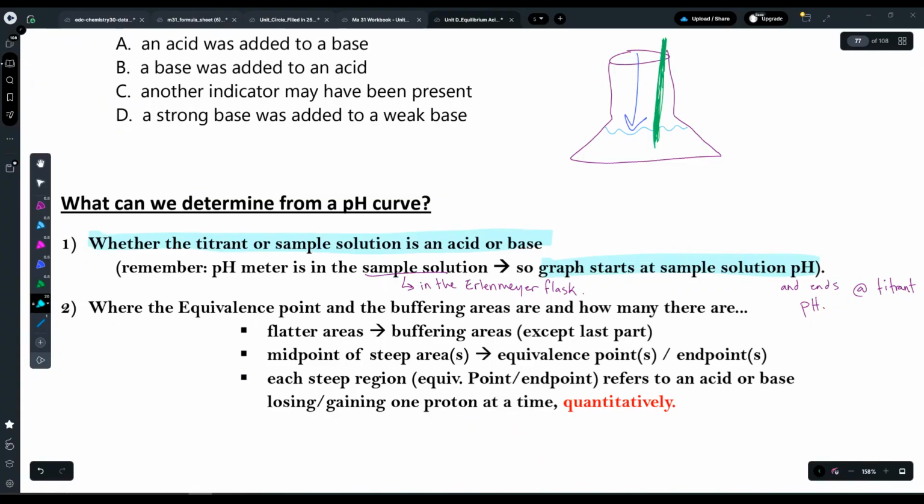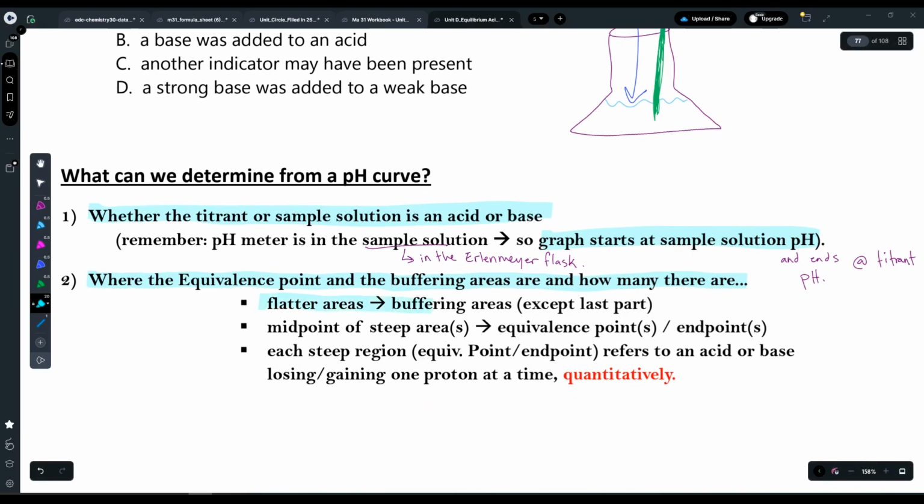All right, the next thing that we can figure out by looking at a pH curve is where your equivalence points and buffering areas are and how many of each there are. The flatter areas are going to be your buffering areas. The only one that wouldn't be a buffering area is the last flat part of your titration curve. Now for endpoints, which for the purposes of this class are going to happen right at the same time as the equivalence point, those are going to occur at the middle of the steepest areas of your titration curve.